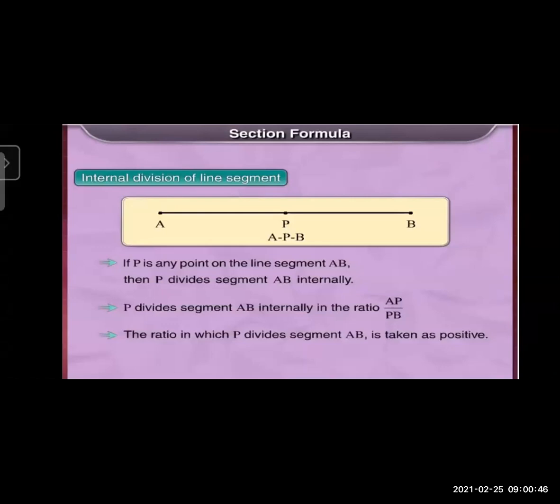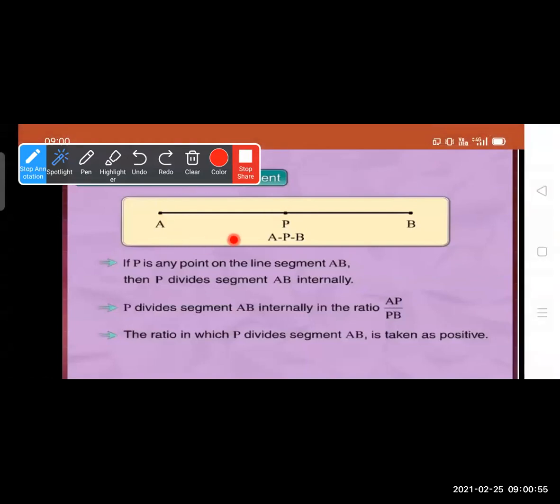So P divides this line segment internally in the ratio AP by BP. Okay, here we use the word internally. So we say that this point P divides the line segment AB in the ratio AP by BP. Okay, so here we write AP by BP. And this ratio, the ratio in which P divides the line segment, is always taken as positive.